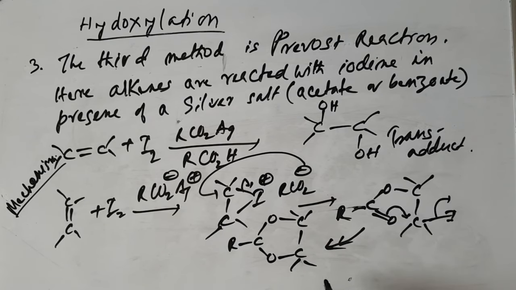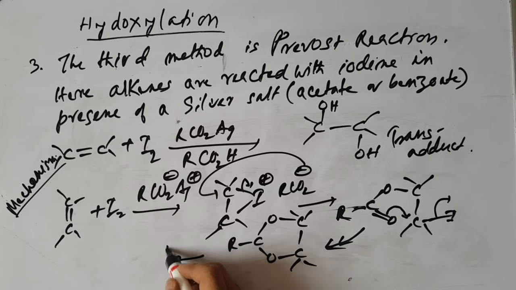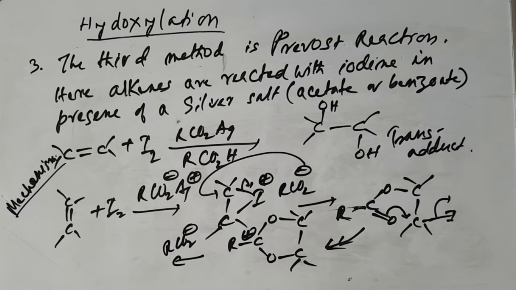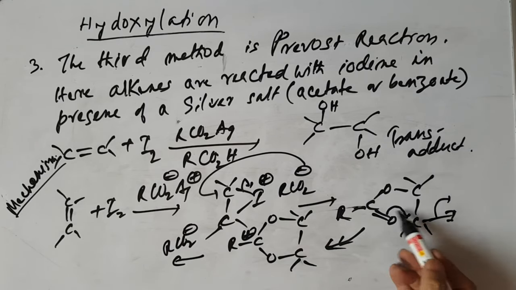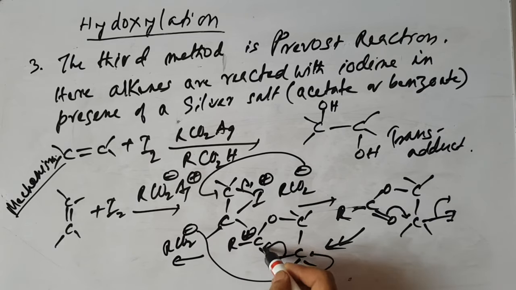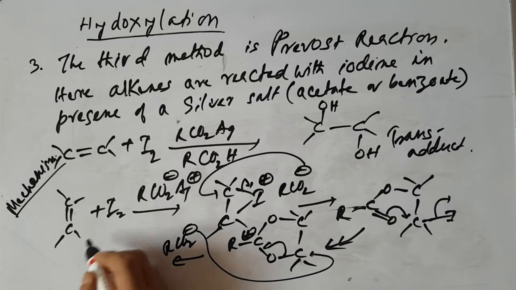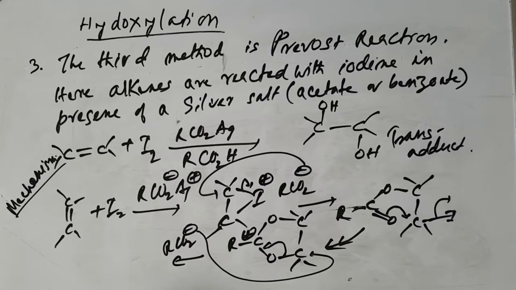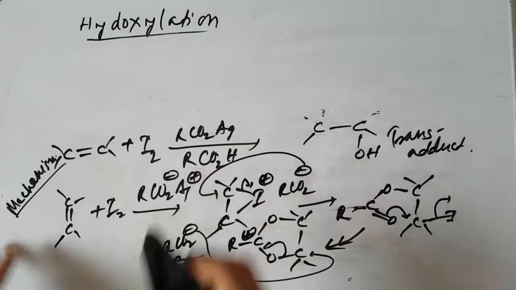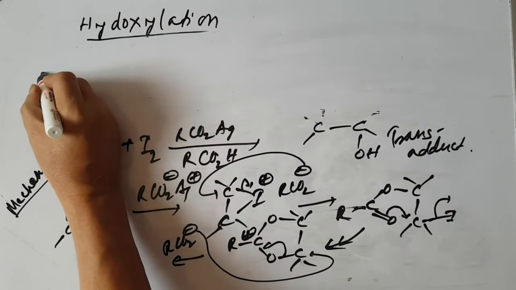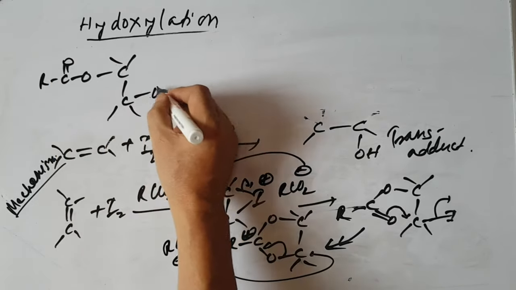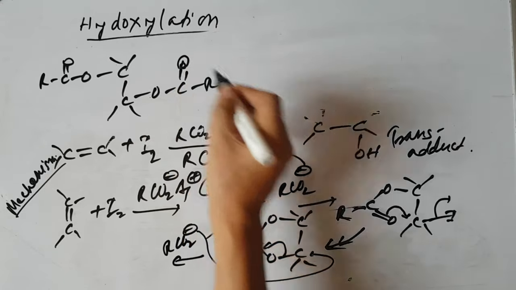Now this is again attacked by another molecule of RCO2 from the back side. This carbon becomes positive charged because of the ring, so now the attack comes from the back side. I write down the product here, because space is less here. So the first attack is from the other side, and we got R, C, O, O, then C, and C, O, C, O, R, okay. So this is the product obtained from here.